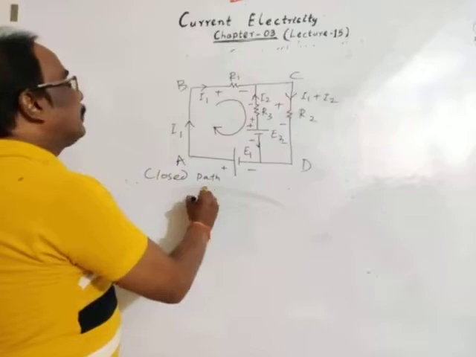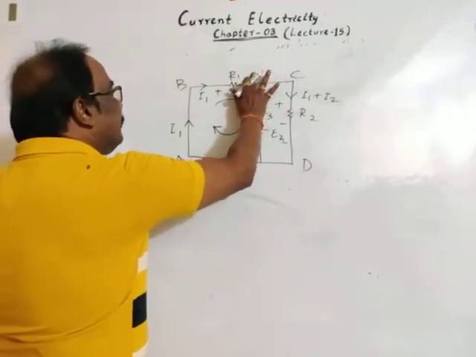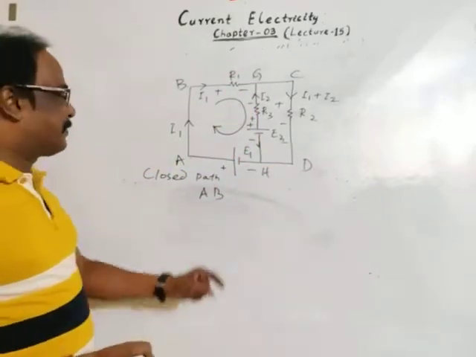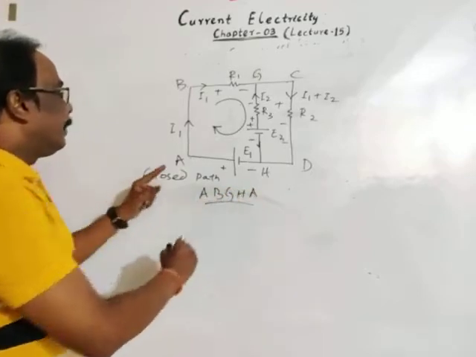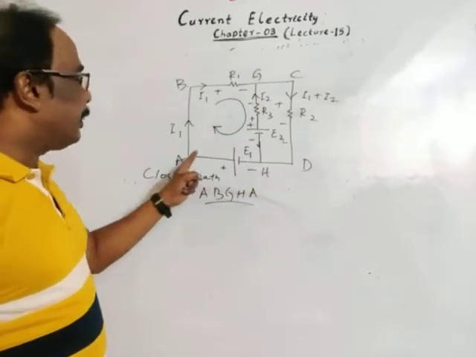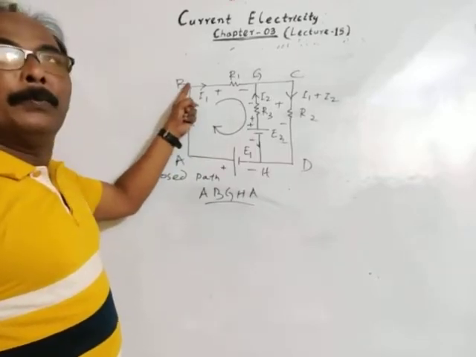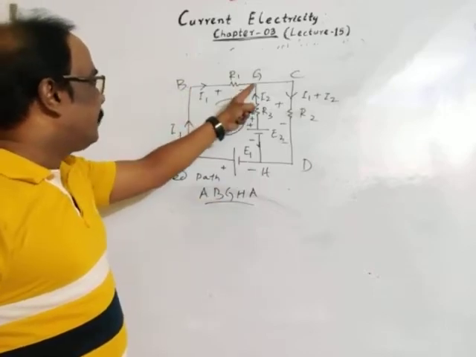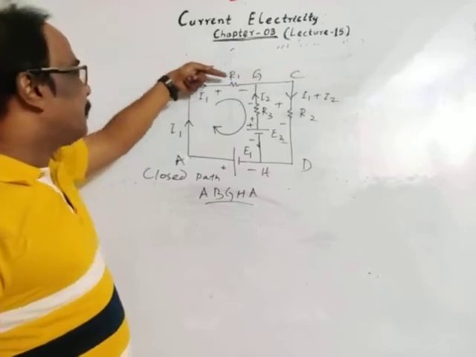Now the closed path A, B. Suppose this is G, this is H, because E is already used. So A, B, G, H, A. Starting from A to B, there is no load, so the product of IR is 0. Then from B to G, from high potential to low potential, our path is from B to G.